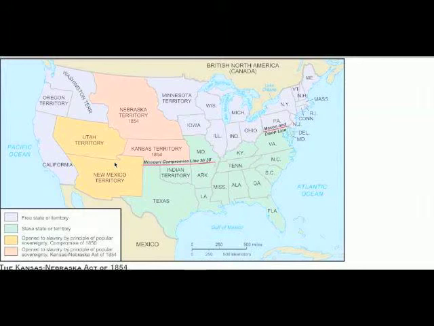The Kansas-Nebraska Act of 1854 began to organize these areas into territories, which is the first step to statehood. And in that act, these territories were both potentially open to slavery because the issue of slavery would be set up by popular sovereignty.